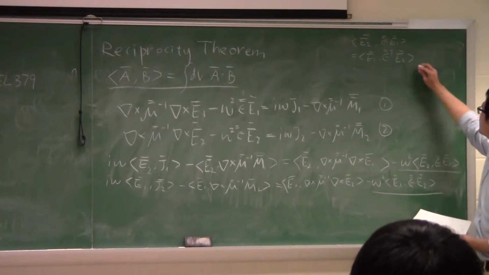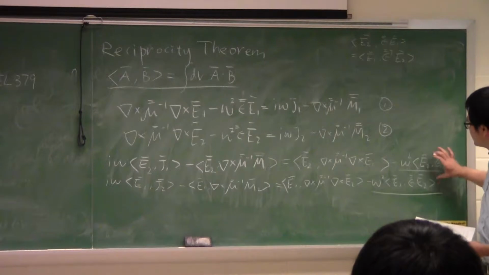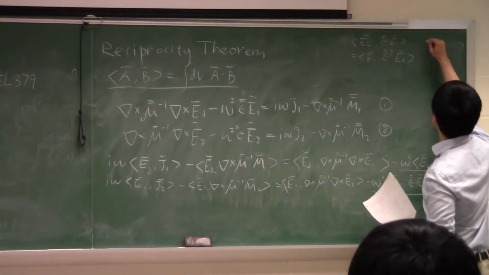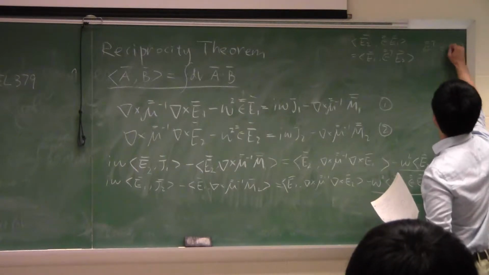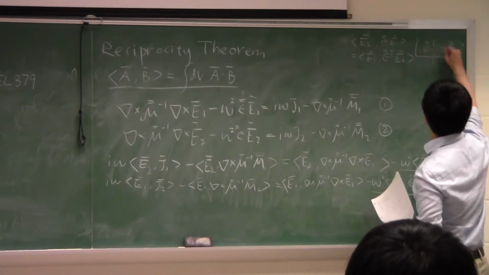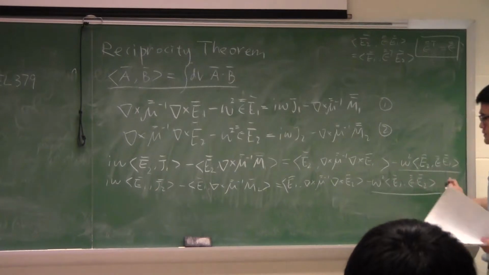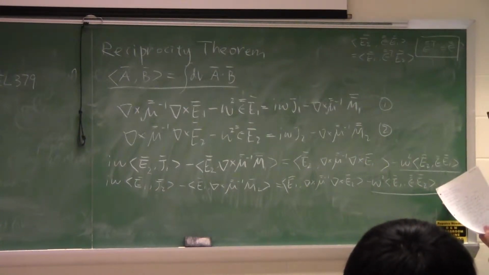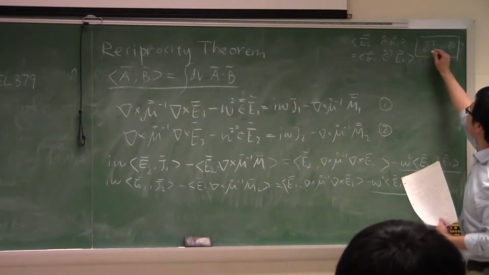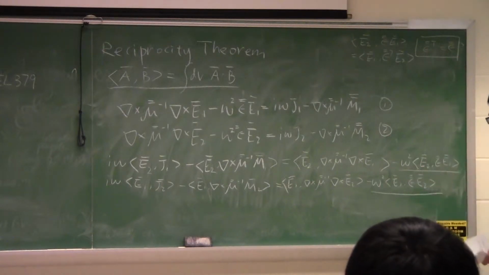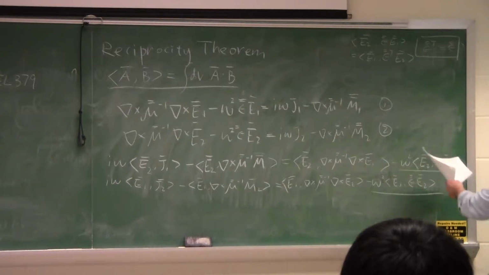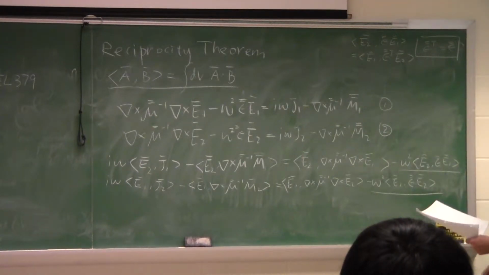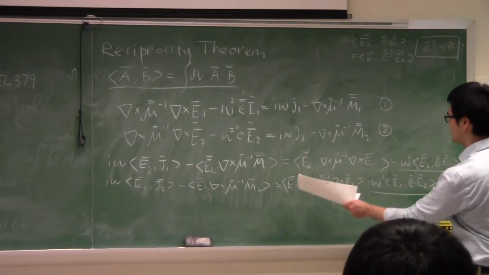Comparing this to this, we can see that as long as epsilon transpose equals itself, then these two are the same, right? So keep in mind this condition, epsilon transpose being itself. Now we can get rid of these two terms if we have this condition. So let's look at this term here.